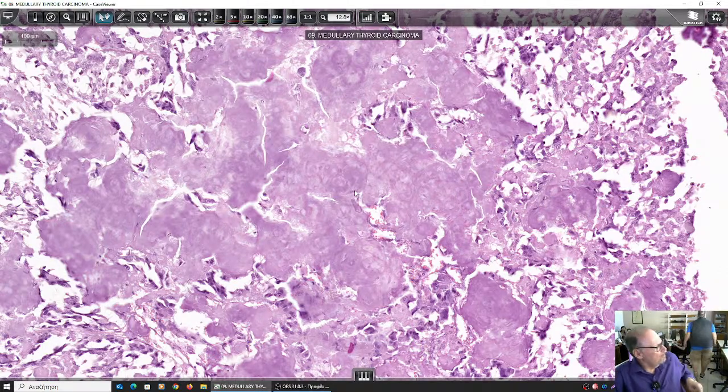So what substance is this that stains red with Congo red stain, and under polarized light it has this birefringence? It becomes yellow, green, yellow. Yes, what is this? Amyloid.